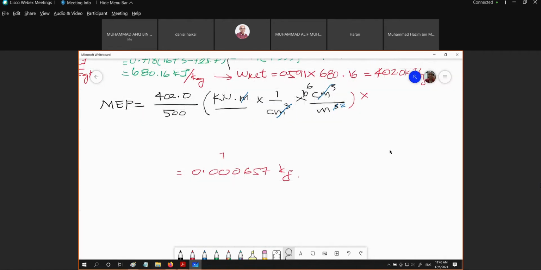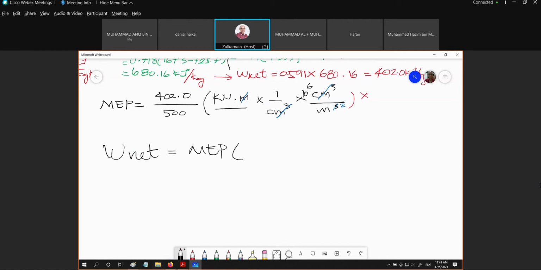Okay, I will try to relate using the V. Okay, let us look at it: it has a value of V and a W net. In this case, the W net is equal to the MEP multiplied by the Vs. In this case, the Vs is, let's say, in meter cube, and the pressure here is in kilonewton over meter squared, which is kPa. Then what we have here is kilonewton over meter squared multiplied by meter cube. Then we have kilojoule. That's right.